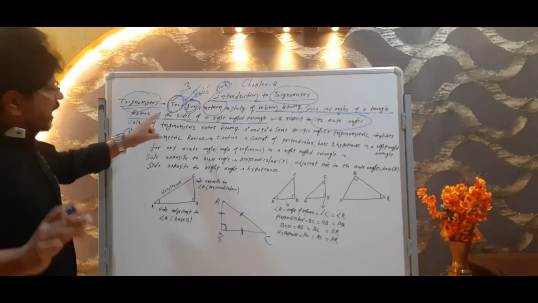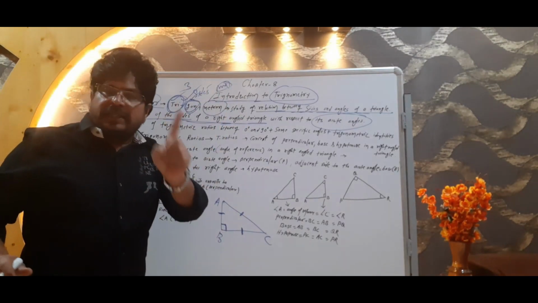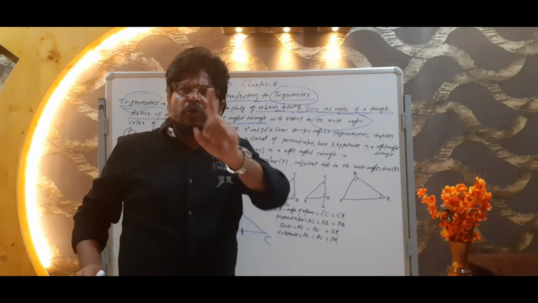Got my point? Okay. Ratio of the sides of a right angle triangle with respect to its acute angle. Another important thing is the acute angle. Do you know about the angles?